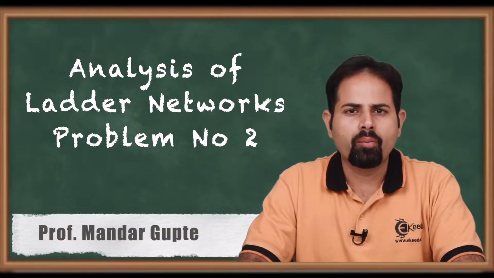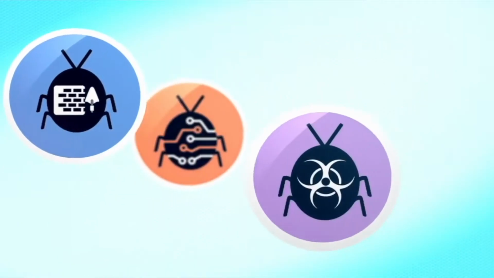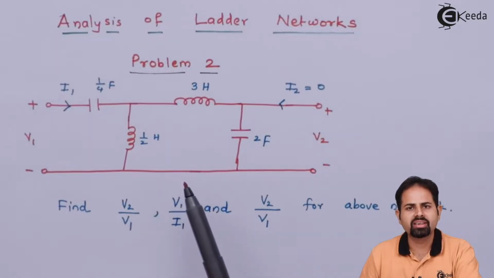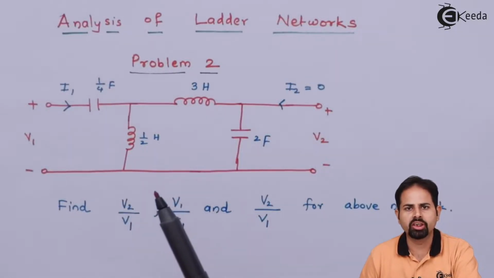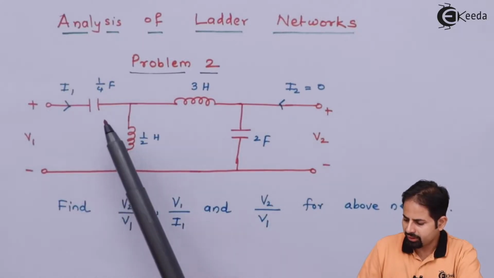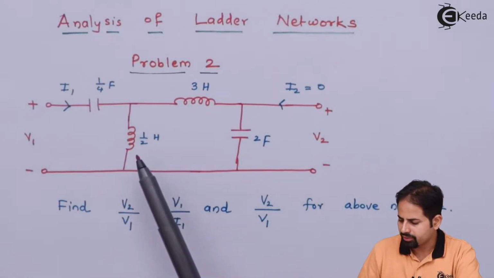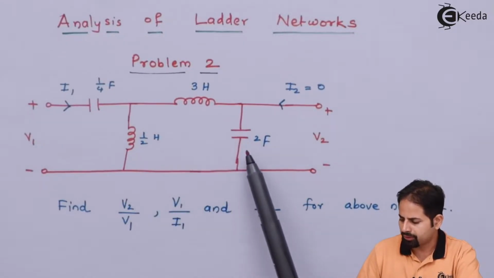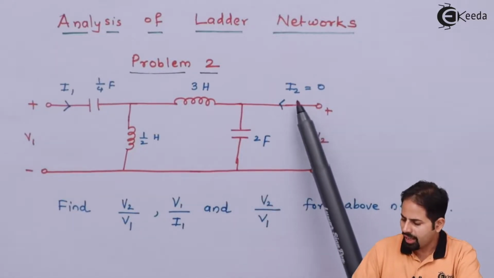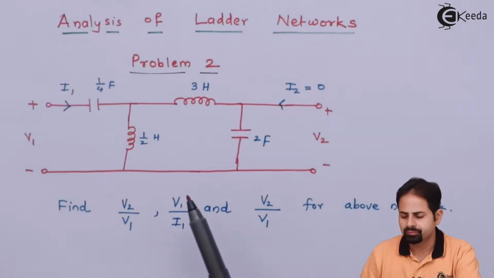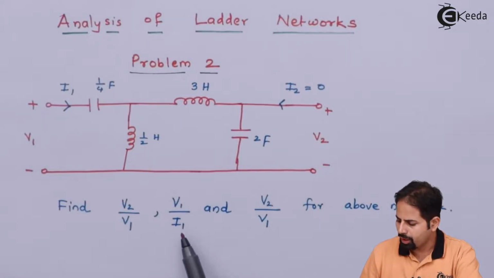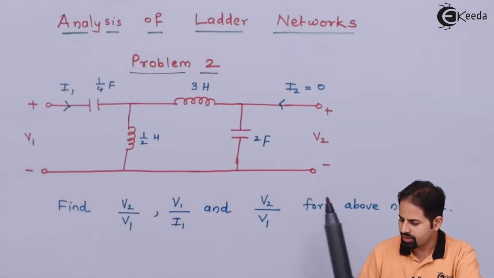Today we will see problem number 2 on ladder network. So let's see that problem. Here you can see a similar circuit which was in problem number 1 with values changed. There is a capacitor of 1 by 4 farads, an inductor of 1 by 2 Henry which is in parallel, and this inductor in series and this capacitor of given value in parallel. Again this I2 is 0, that means it is open circuit, and this is V1, and we are supposed to find V2 upon V1, V1 upon I1 and V2 upon V1 for this network.